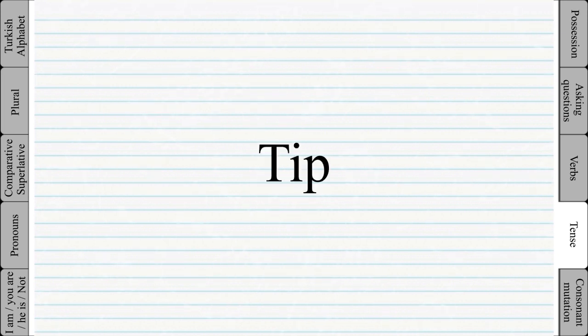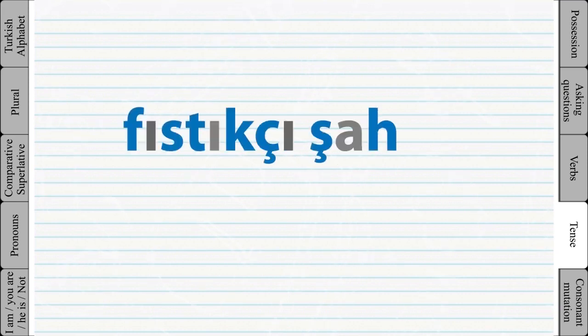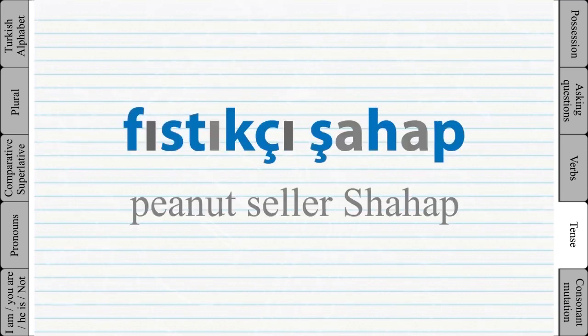A useful tip to remember all the letters is to memorize these two words. Fıstıkçı Şahap, meaning the peanut seller Şahap. Şahap is a name. Fıstıkçı means the peanut seller. If you look closer, you will see that these two words contain all the letters that you must memorize.